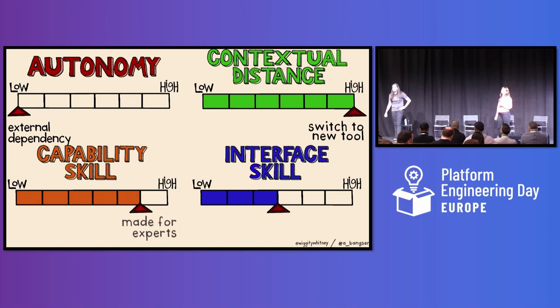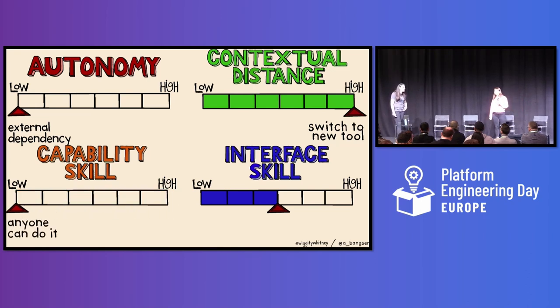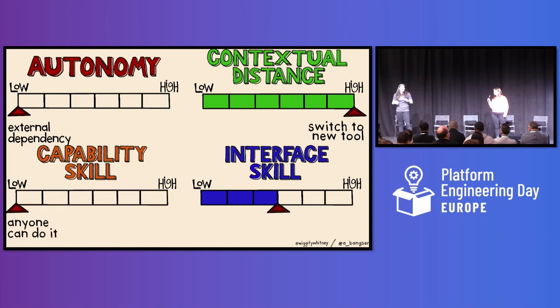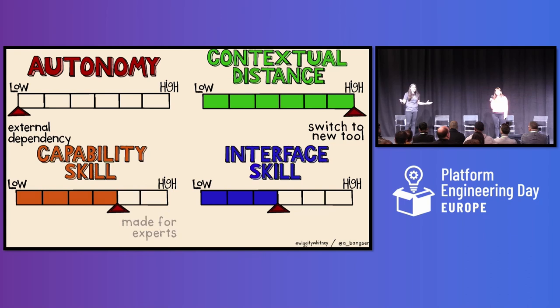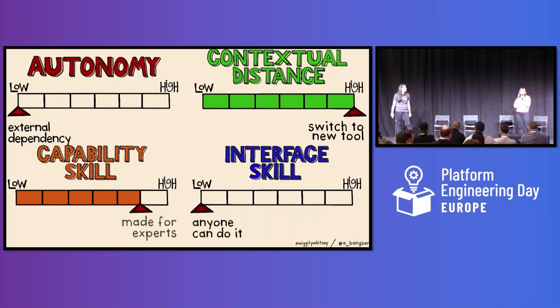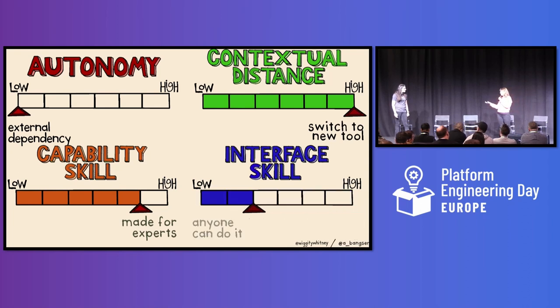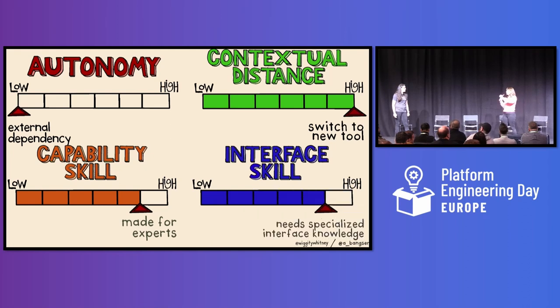And the third one we did was capability skill. So this is whether or not your users need to be experts in that capability they're getting access to. Or is this something that anyone can do and anyone should be able to benefit from? And then we have interface skill. So how much expertise does a user need to have in the interface itself? And how easy do you want to make it to use? So more powerful is harder to use, easier to use, but then we're making choices for you.